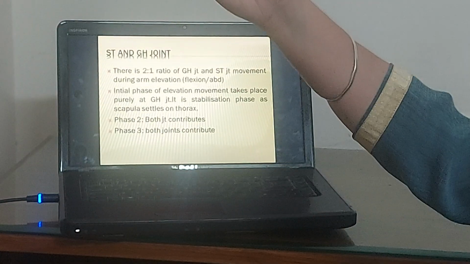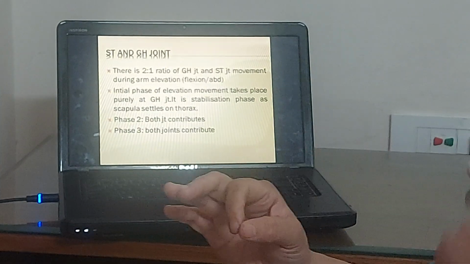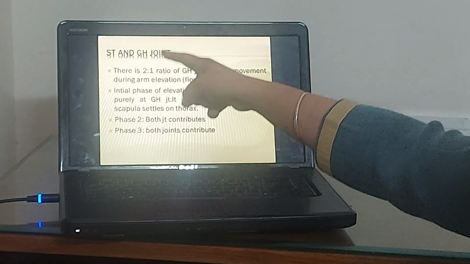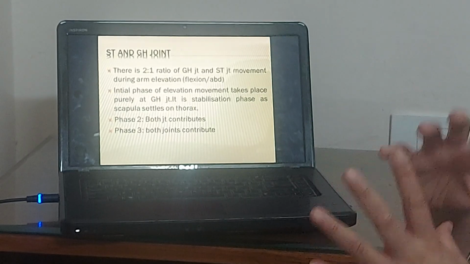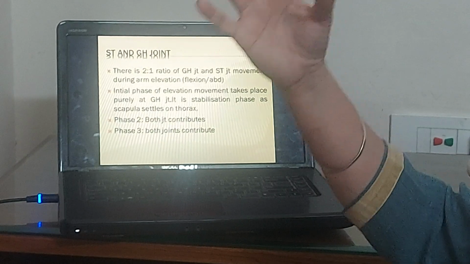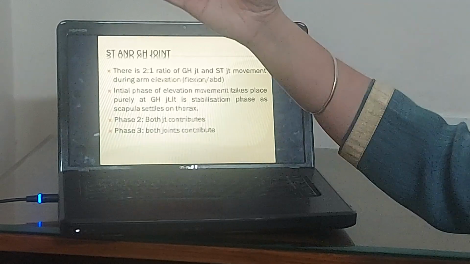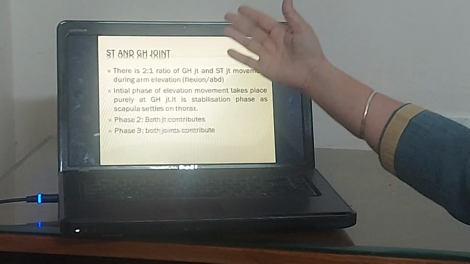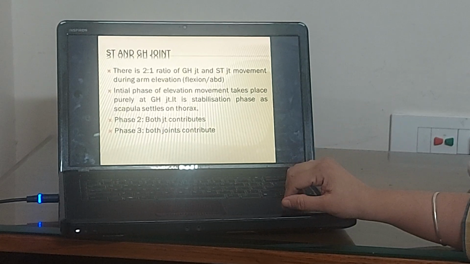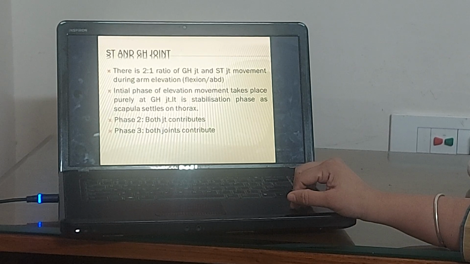When we elevate the arm, as I told you, the pure motion of shoulder flexion is only 120 degrees, which is done at the glenohumeral joint. The last 60 degrees is brought about by the scapulothoracic joint. We will be discussing it. That is the abduction movement as well as the flexion movement which takes place in the shoulder. The 120 degree range is brought about by the glenohumeral joint, whereas the 60 degree range is brought about by the scapulothoracic joint. So this is a 2:1 ratio of glenohumeral joint and ST joint movement during flexion, abduction, and elevation movement. So this is very important.